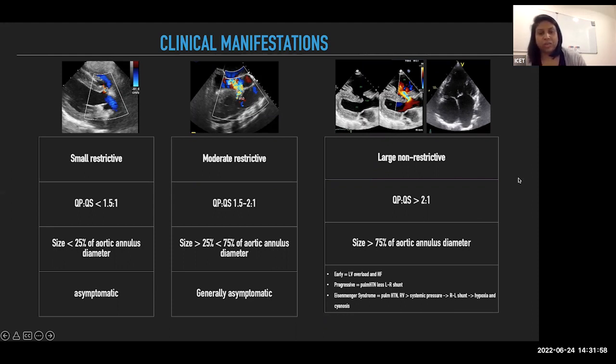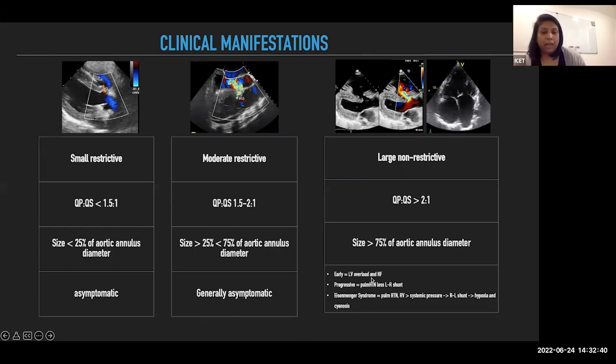It's usually the large non-restrictive VSDs where we need to start paying attention. They have a shunt ratio of greater than 2 to 1, so the RV, the pulmonary flow, is twice as big as the systemic. The size is greater than 75% of the aortic annulus diameter. So in me, that means that I think blood will go down the path of least resistance, and the right side of the heart is definitely a low resistance system in general. And so this may mean that it will preferentially go down through the VSD rather than the outflow tract. So this is when they start becoming hemodynamically significant.